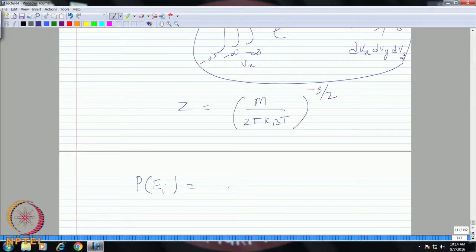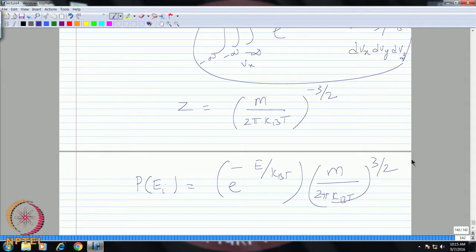So, for this case it will be e power minus Ei by kBT. So, this is what is there in the numerator. The denominator was the partition function, which we have now evaluated. So, we will take this to the numerator, you will have m by 2 pi kBT the whole power 3 by 2.